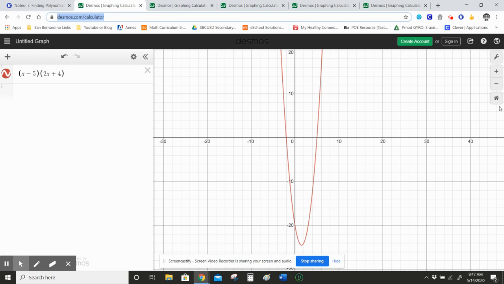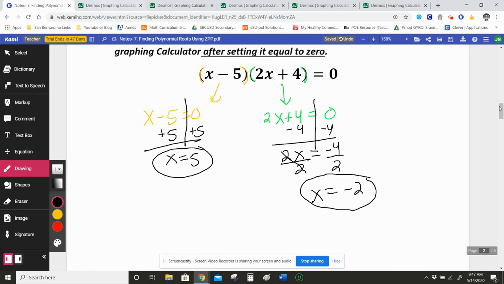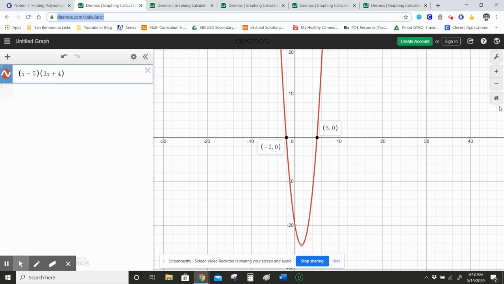Notice that this is the graph. It's a parabola, so it's kind of like the letter U. We'll talk about how to graph this in the future. My two points where it touches the x-axis are x equals -2 and x equals +5. And that is exactly what I got from my answers, right? X equals 5 and x equals -2. So there we go. That was my first example.